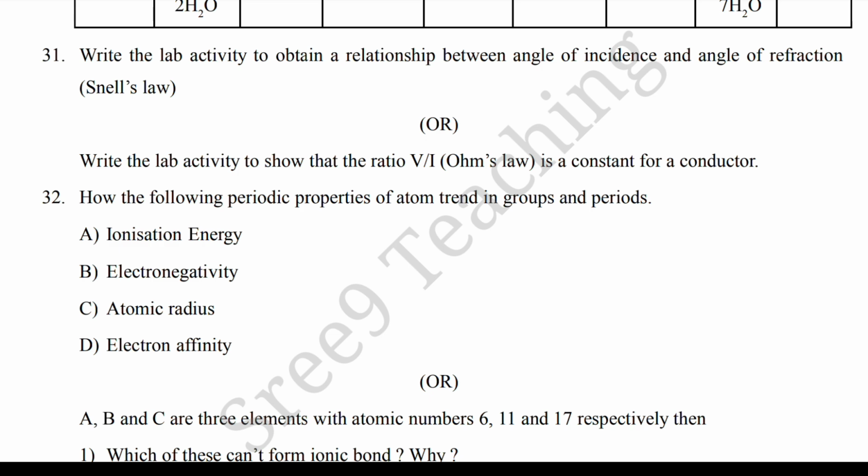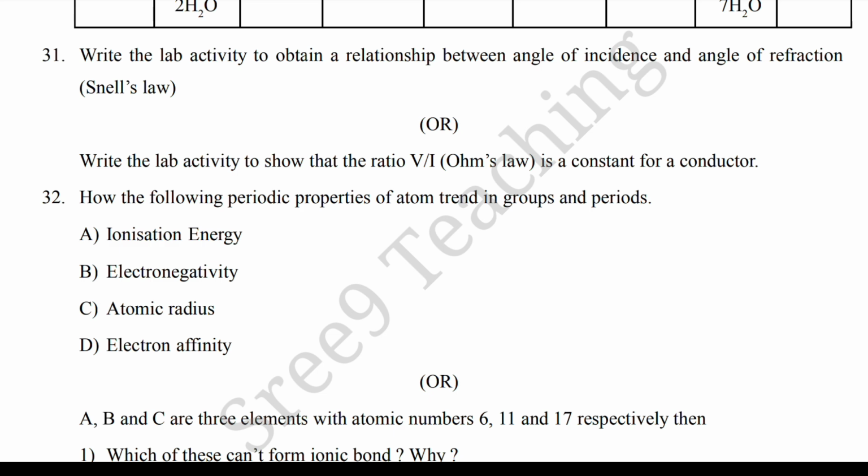Write the lab activity to obtain a relationship between the angle of incidence and angle of refraction. So that is Snell's law. It is there in refraction of light through lenses. Now you can write the Snell's law answer or Ohm's law. Write the lab activity to show that the ratio V by I, Ohm's law, is constant for a conductor. So this is from electricity.